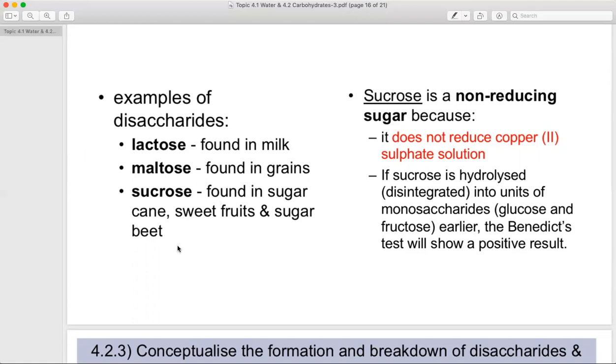But except for sucrose. Sebab apa? Sucrose ini adalah the non-reducing sugar. So it does not reduce copper 2 sulfate. If sucrose is hydrolyzed into unit monosaccharide earlier, then the Benedict test will show a positive result. Maksudnya kita kena tukar dahulu sucrose kepada glucose dengan fructose, barulah kita boleh test dengan Benedict test. So macam mana untuk tukar ada dalam eksperimen chapter nutrition untuk silibus KSSM.